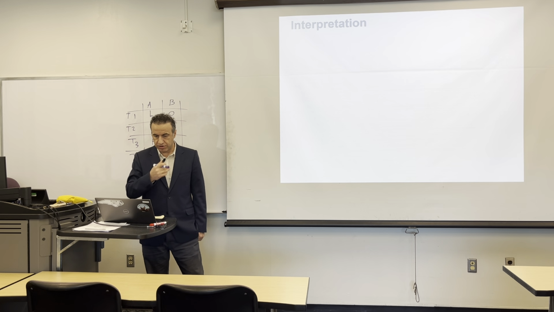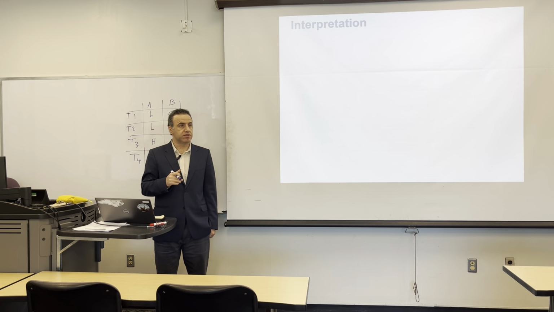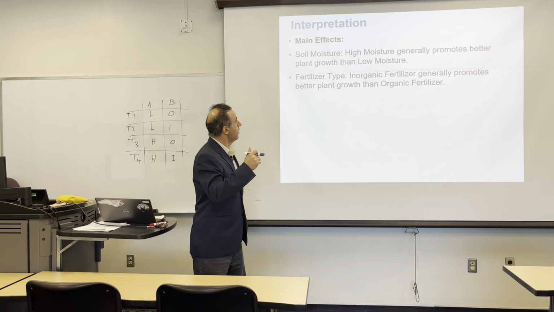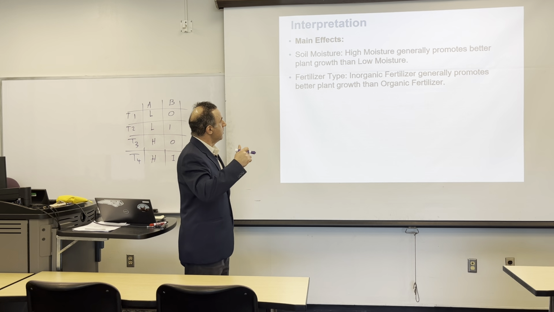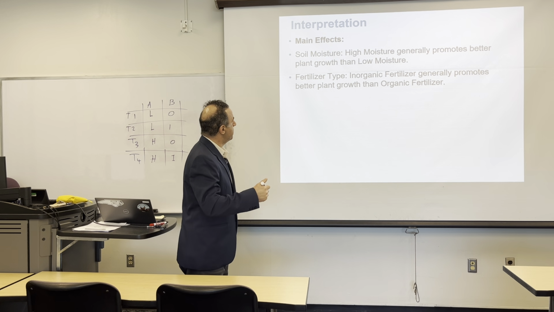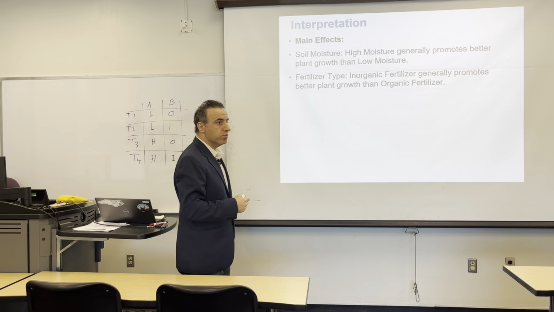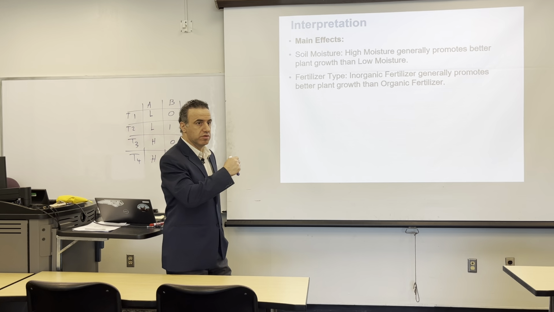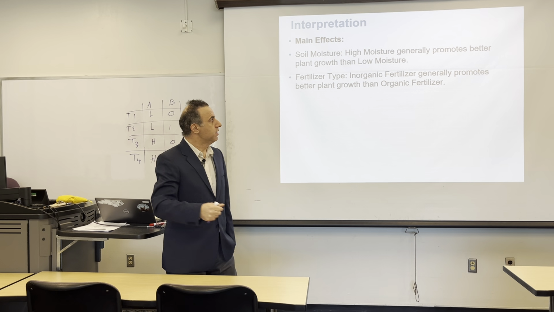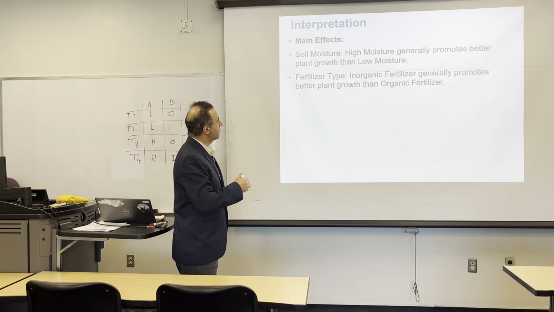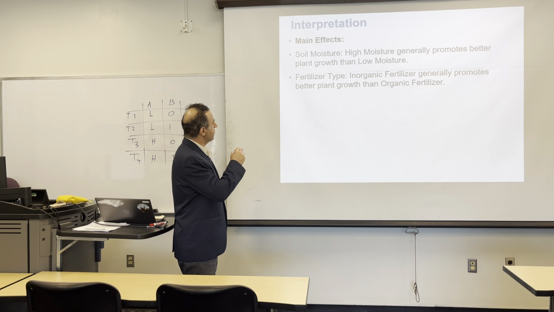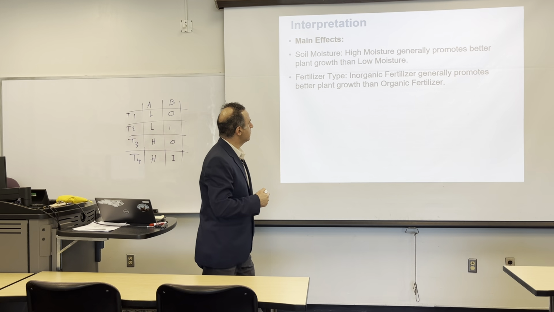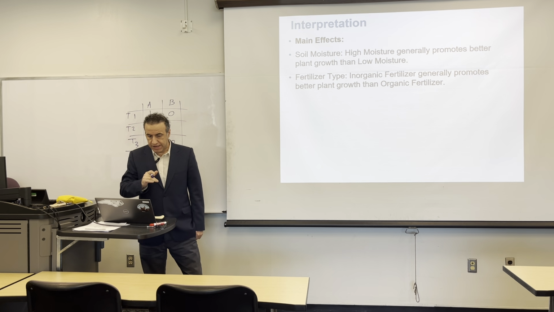So what do we understand from this? The main effect. What is the main effect? The main effect is that we have 2 factors, right? Moisture and fertilizer. High moisture promotes better plant growth than low moisture, right? So that's the main effect of moisture. We call it main effect. And then how about the fertilizer type? The main effect for the fertilizer type: inorganic fertilizer promotes better plant growth. So these are main effects.